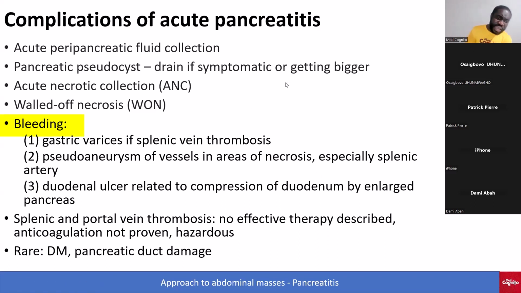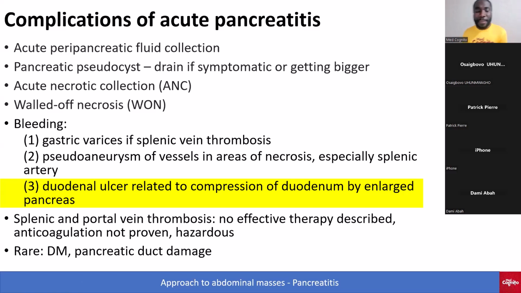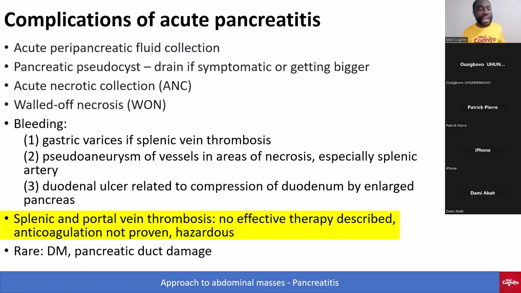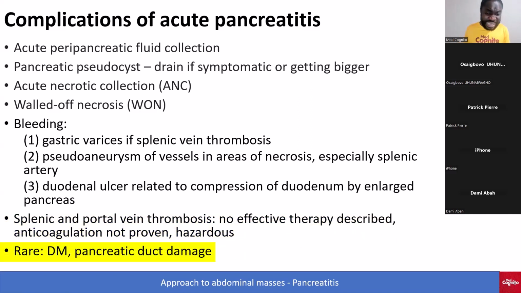They can bleed as well, and they can develop pseudoaneurysm, and there can be duodenal ulcer due to compression of the duodenum by the enlarged pancreas. That can also lead to a duodenal ulcer. Now, there can also be splenic and portal vein thrombosis. And there can also be complications like diabetes and pancreatic duct damage. So please learn these complications of pancreatitis very, very well.